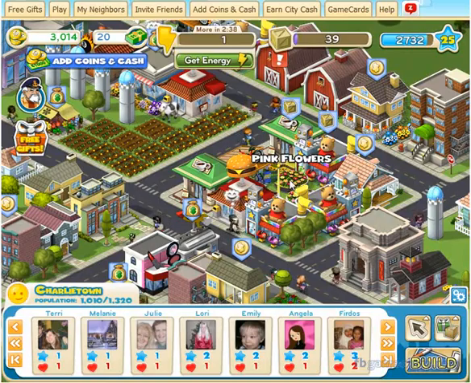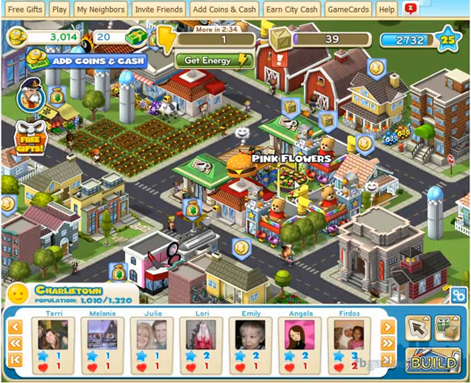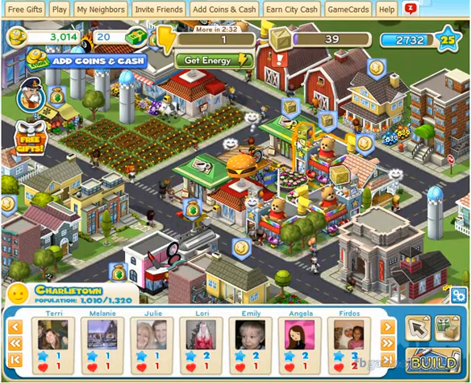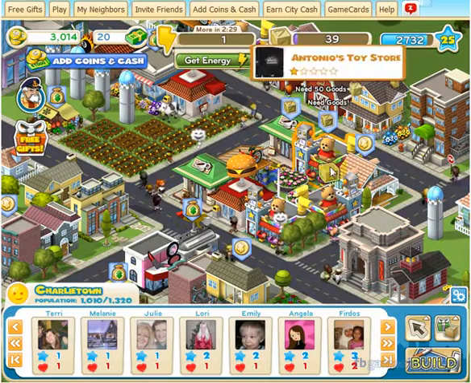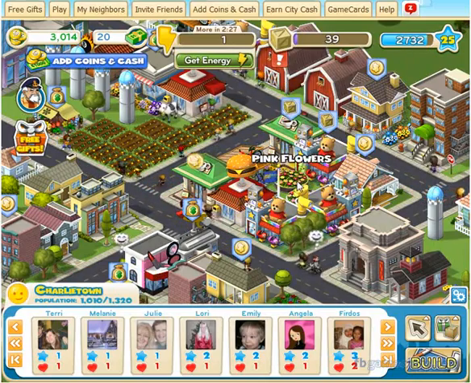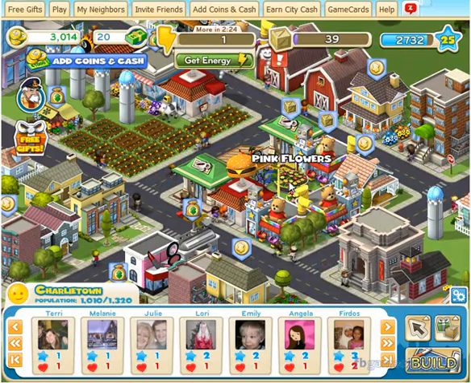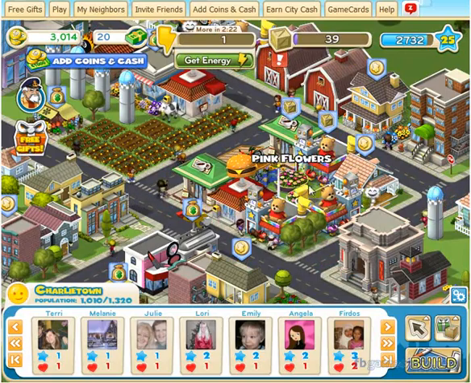The other thing is there are decorations you can get, for example, these pink flowers here. When you get a decoration and place it, it affects all of the businesses or houses around it by increasing the amount of money, the amount of coins, that you get for it.